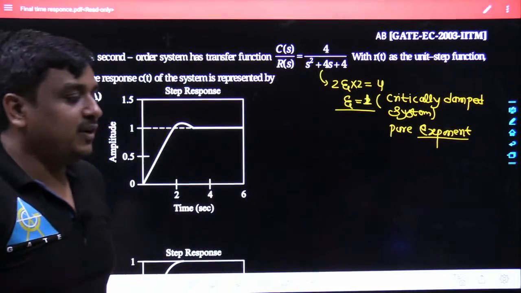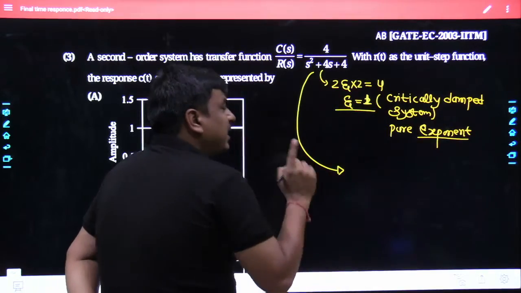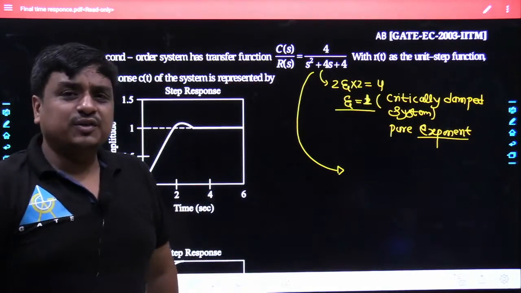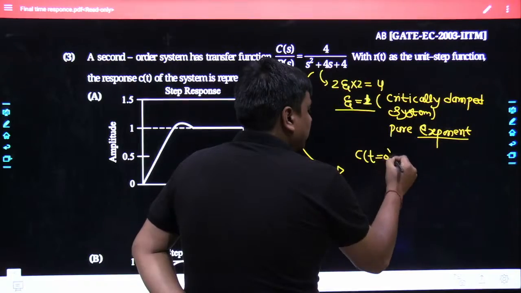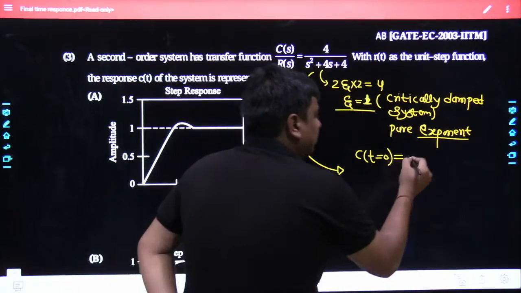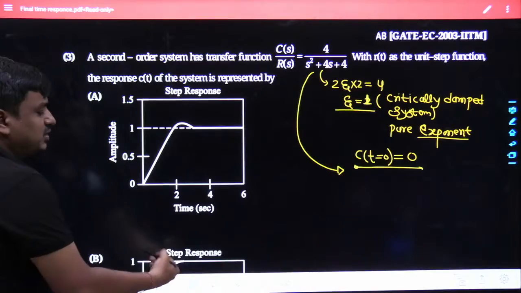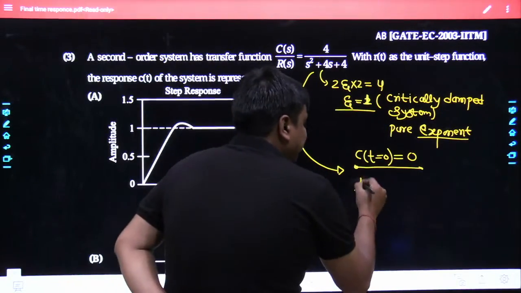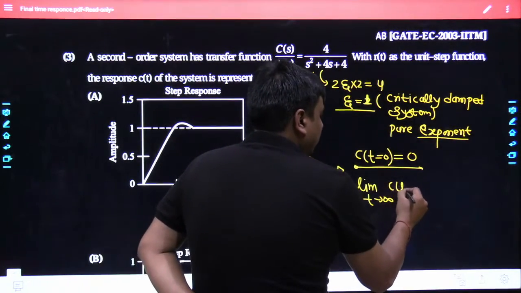What would be its steady state value? How do we deal with that? We have already talked about that in great detail when I was discussing the concept of steady state response. For a standard second order system excited with a step input, the response at t equals 0 is simply 0. That means the response would start from 0. You can see that in the first, second, third and fourth options, they all start from 0. Now, for the steady state response, the limit as t tends to infinity of c(t).